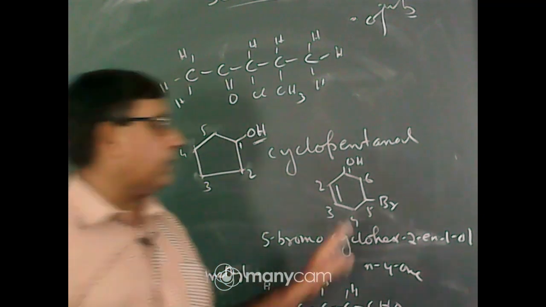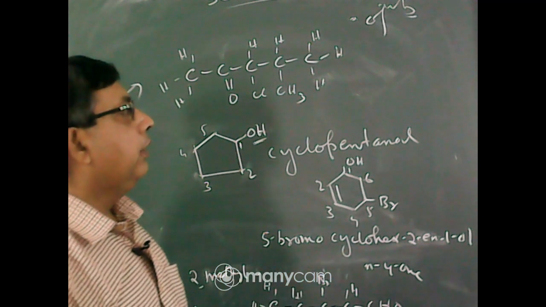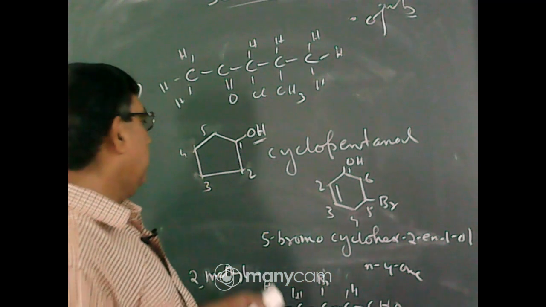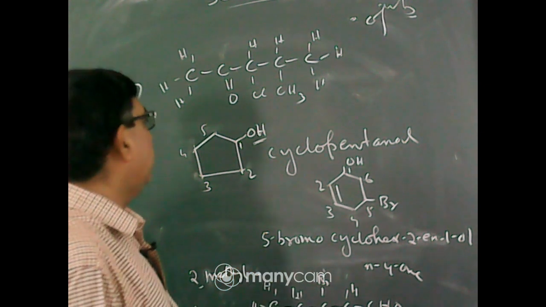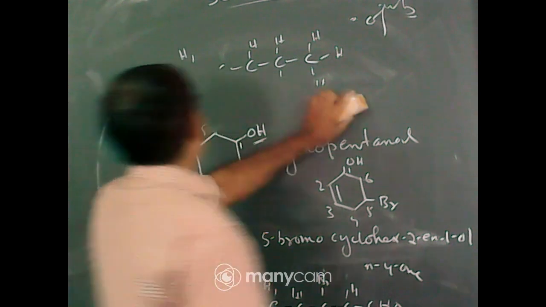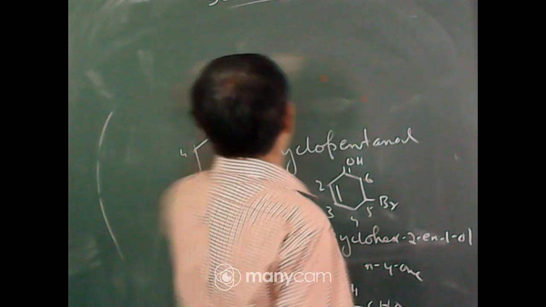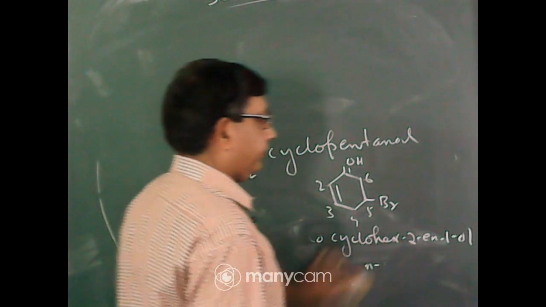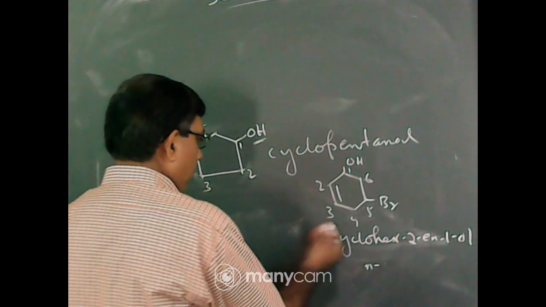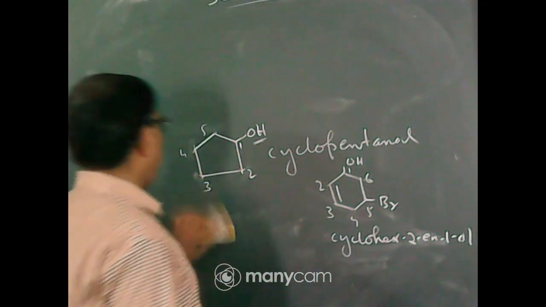Understood? Such type of cyclic compound naming: 5 bromo cyclohex 2 ene 1 ol. Five bromo cyclohex 2 ene 1 ol.